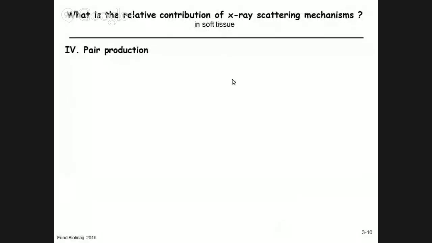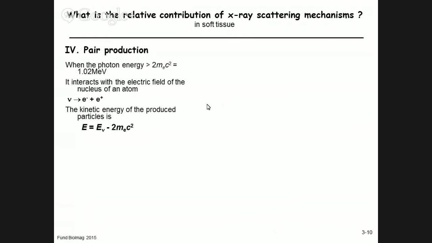So now the fourth effect is pair production. Basically, pair production occurs when the photon energy of the incident photon is twice the rest energy of an electron. The photon carries so much energy that, due to an interaction with the electric field of the nucleus, it dies and converts itself into 2 electrons. And hence it's called pair production.